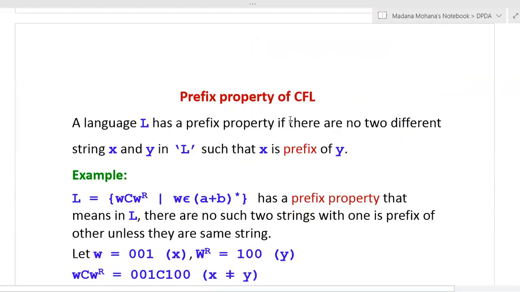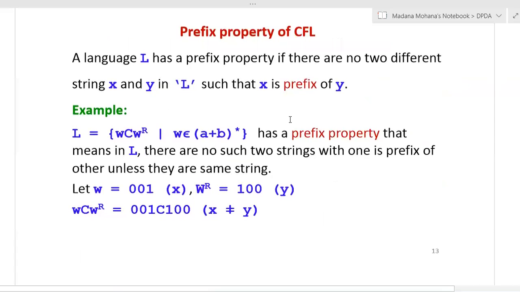So then the last concept in deterministic pushdown automata: we have the prefix property of a context-free language. How to define a prefix property? During the fundamental concepts of automata theory, we discussed various string operations. In string operations, the concepts are prefix, suffix, proper prefix, proper suffix. So for CFL, we will define the prefix property also. How to define this one?